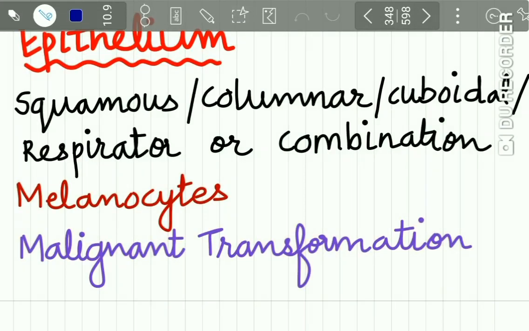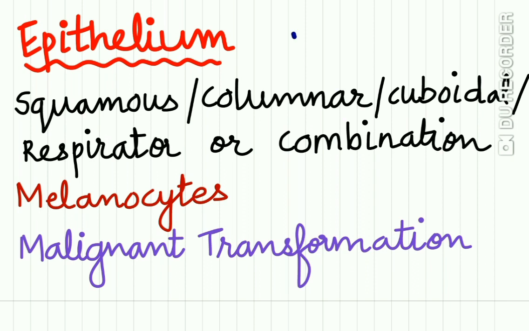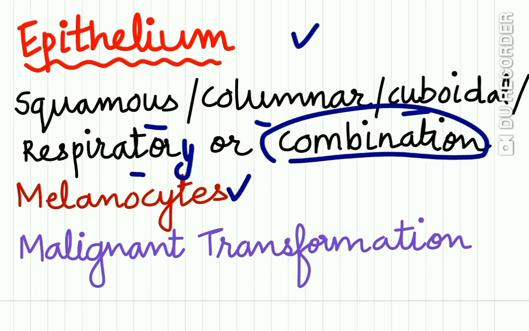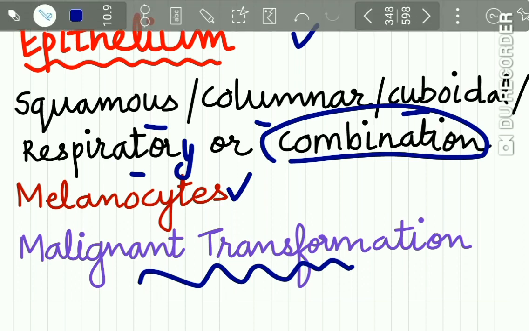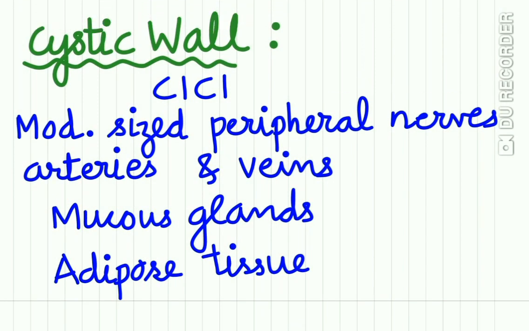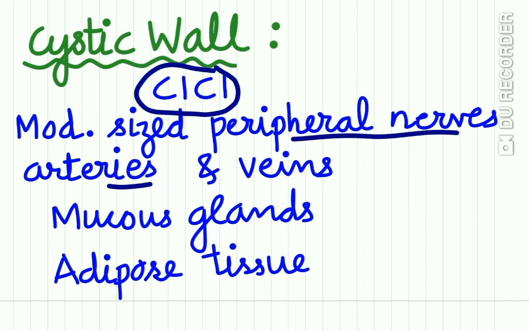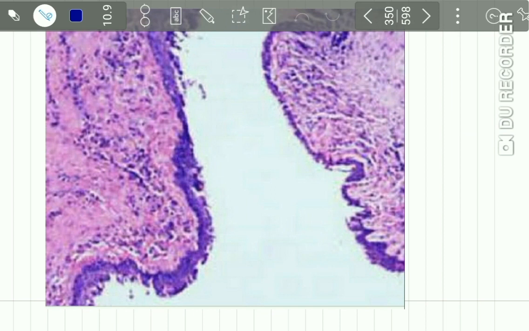Now, the histopathology of the nasopalatine duct cyst. The epithelium may be squamous, columnar, cuboidal, respiratory, or a combination of all of these. Melanocytes have also been reported in the epithelium of the nasopalatine duct cyst. Malignant transformation may be seen, but it is very rare. Now, the cystic wall consists of chronic inflammatory cell infiltrate, and moderately sized peripheral nerves, arteries, and veins may be reported. Certain mucous glands and adipose tissue are also seen in the cystic wall of the nasopalatine duct cyst.